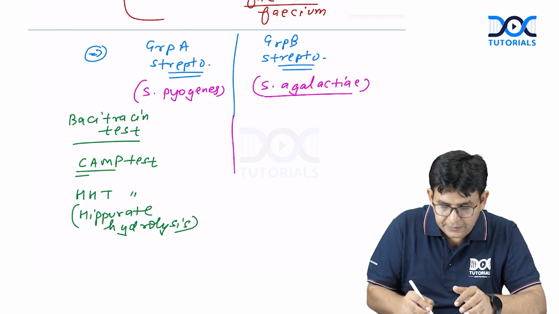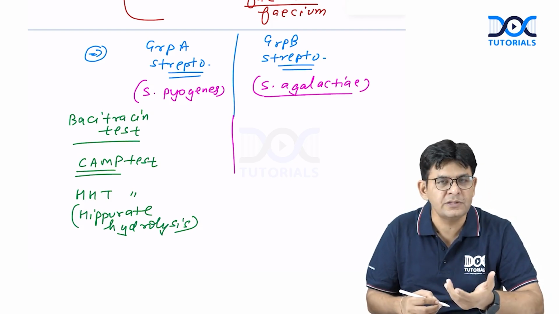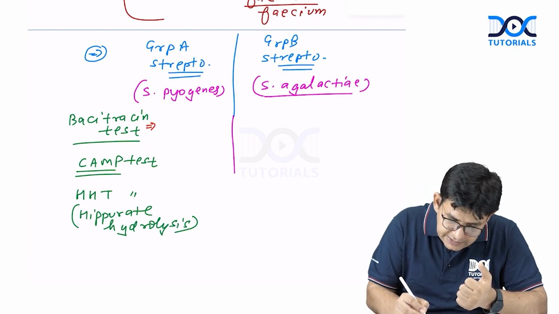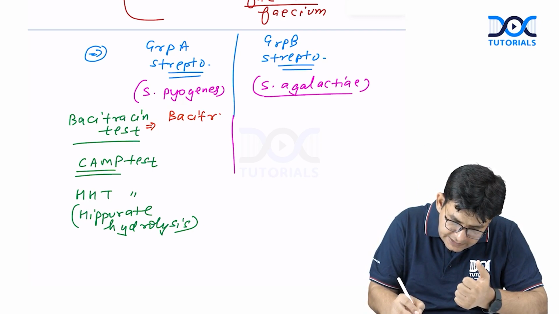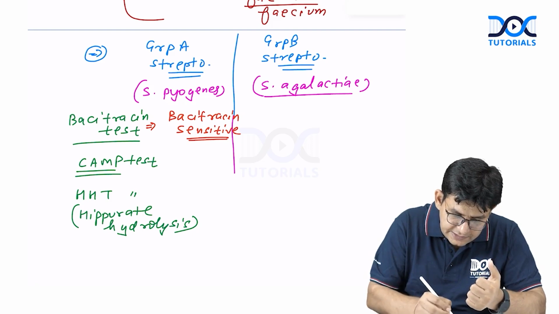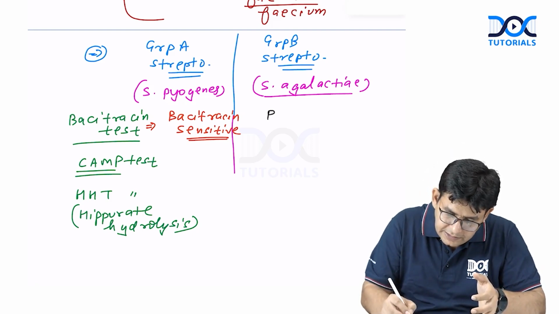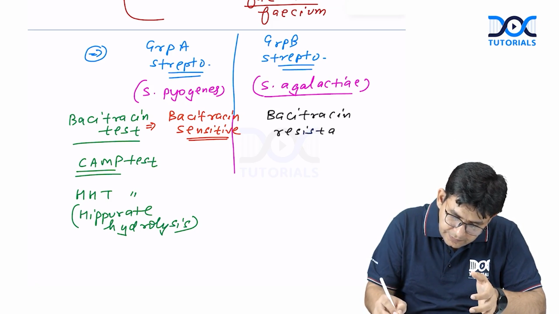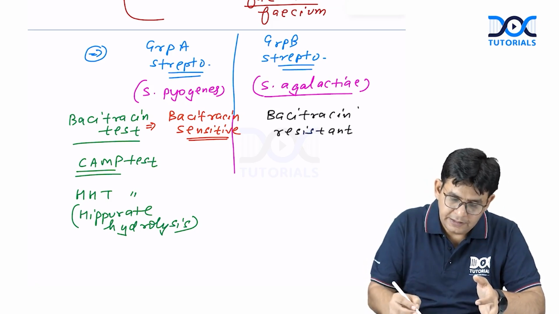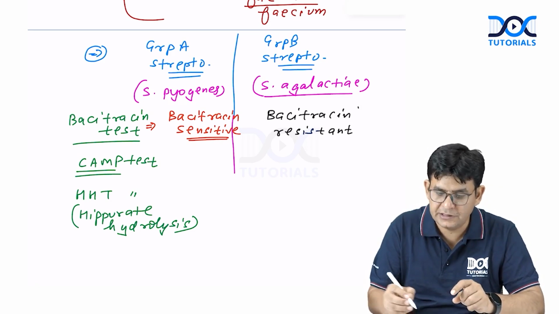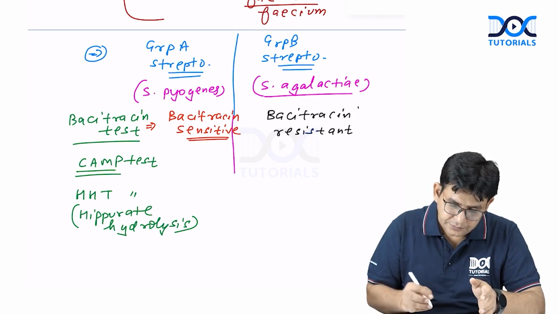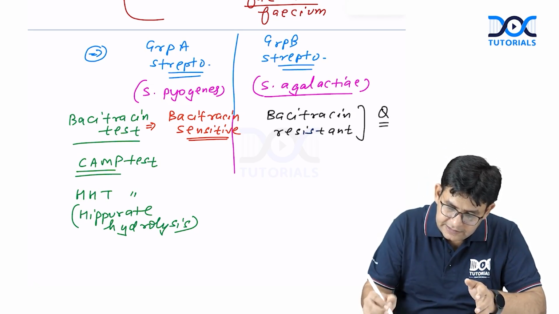Fine. CAMP, I will tell you what is CAMP. CAMP is basically the name of 4 scientists. Now, first of all, talking about the Bacitracin test. Streptococcus pyogenes is Bacitracin sensitive. And this particular one is what? Bacitracin resistant. What is the meaning? The meaning is that Bacitracin kills Streptococcus pyogenes, whereas the Bacitracin resistant one is which one? Streptococcus agalactiae. Is it fine? Now, this was asked in the INICET exam.